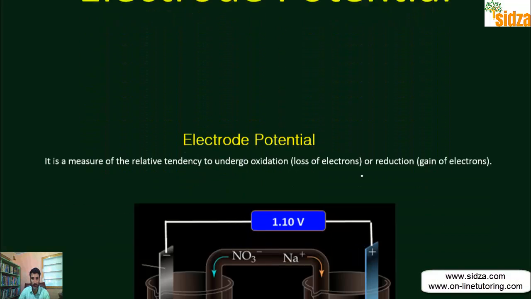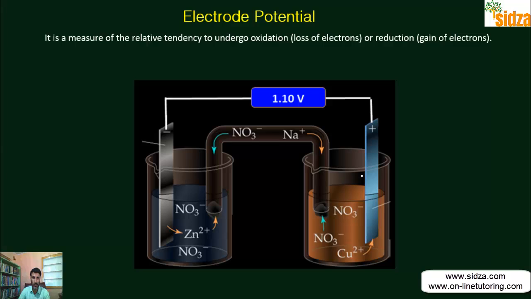Electrode potential. Electrode potential is the relative tendency of the electrodes to undergo oxidation or reduction. So we can say electrode potential is the tendency of a particular metal to lose electrons or to gain electrons.